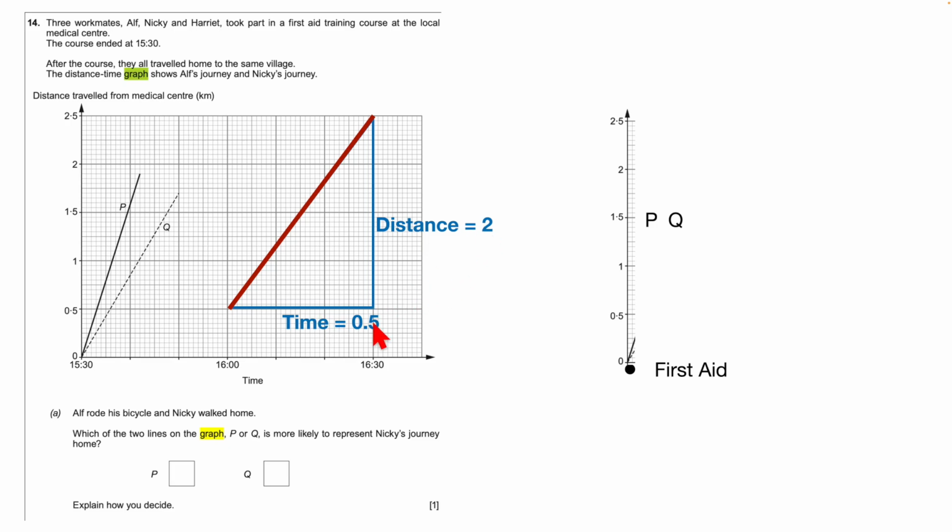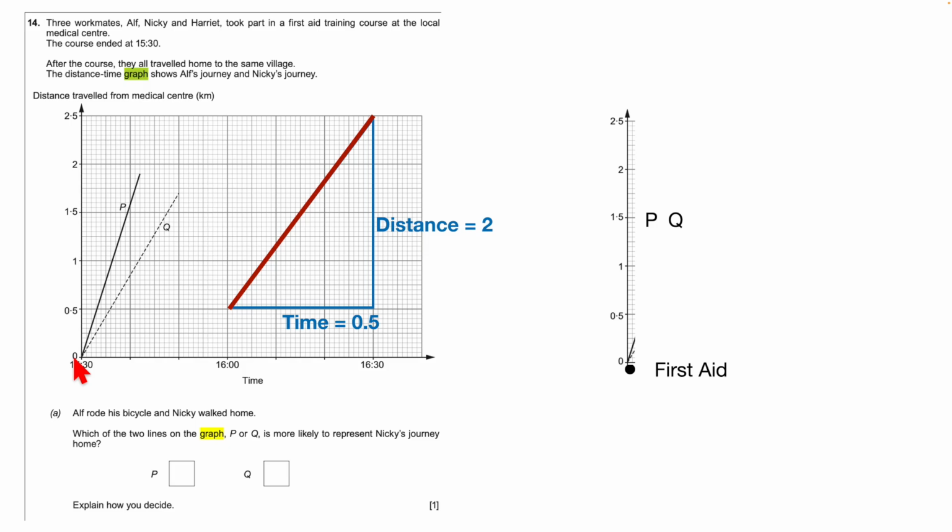2 divided by 0.5. But this is also the y displacement and this is the x displacement. So dividing distance by time is also the gradient of this line. So speed is the same as gradient. Distance divided by time is the same as gradient on this graph. And it's no coincidence then that the faster moving P has a greater gradient than the slower moving Q. And it makes sense. You're going to complete the same distance faster if the gradient is steeper.